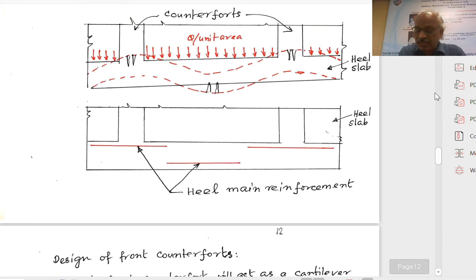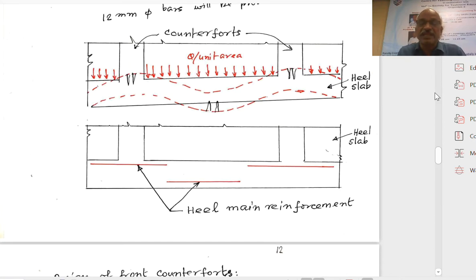Now these are the heel slab details. So we know the heel slab is subjected to net downward force. 1.5 meter on the right hand side of the center of the main counterfort and 1.5 meter on the left hand side, because we know this is one counterfort, this is another counterfort.